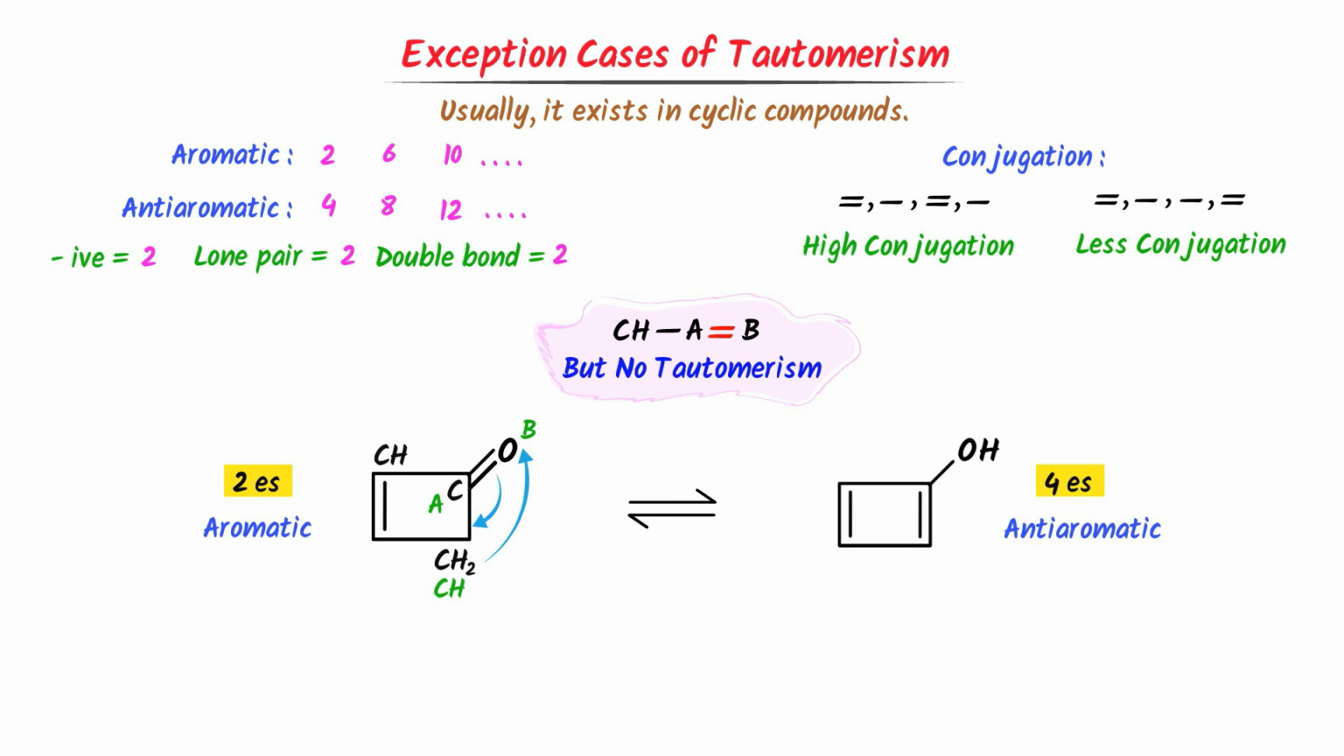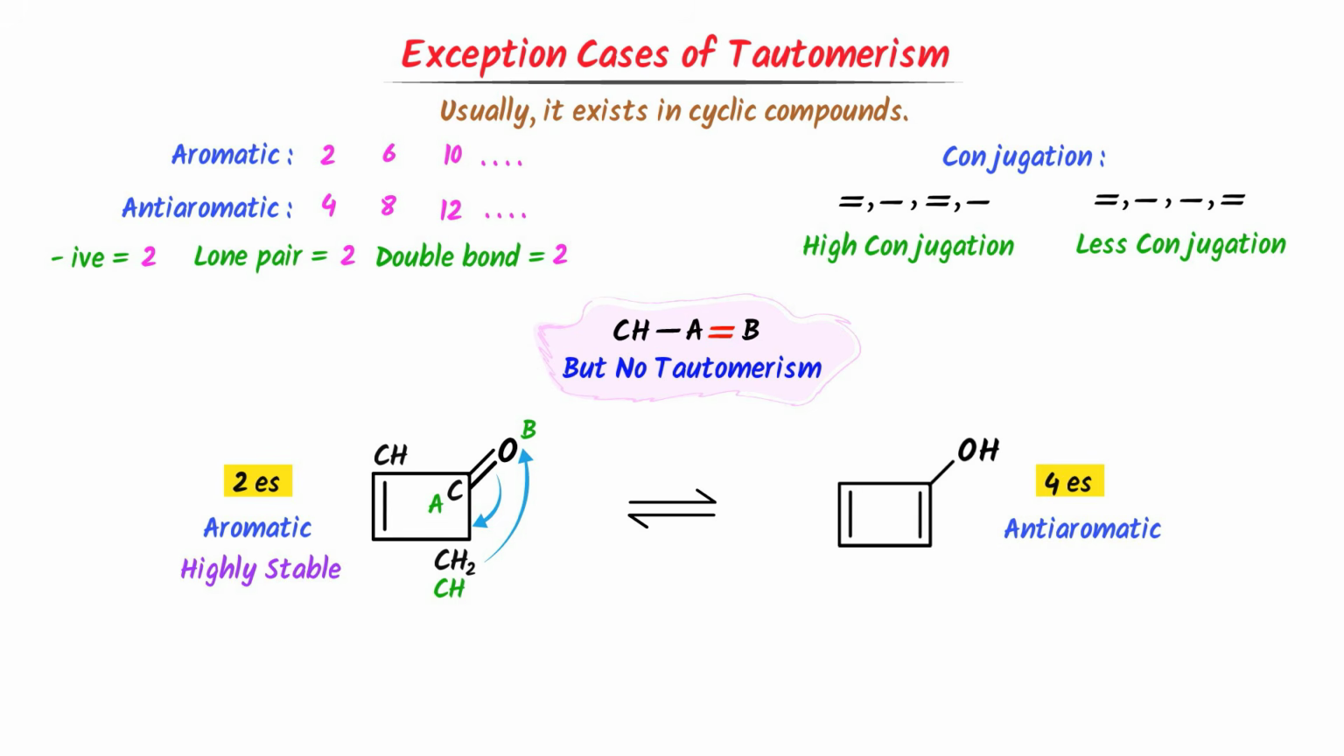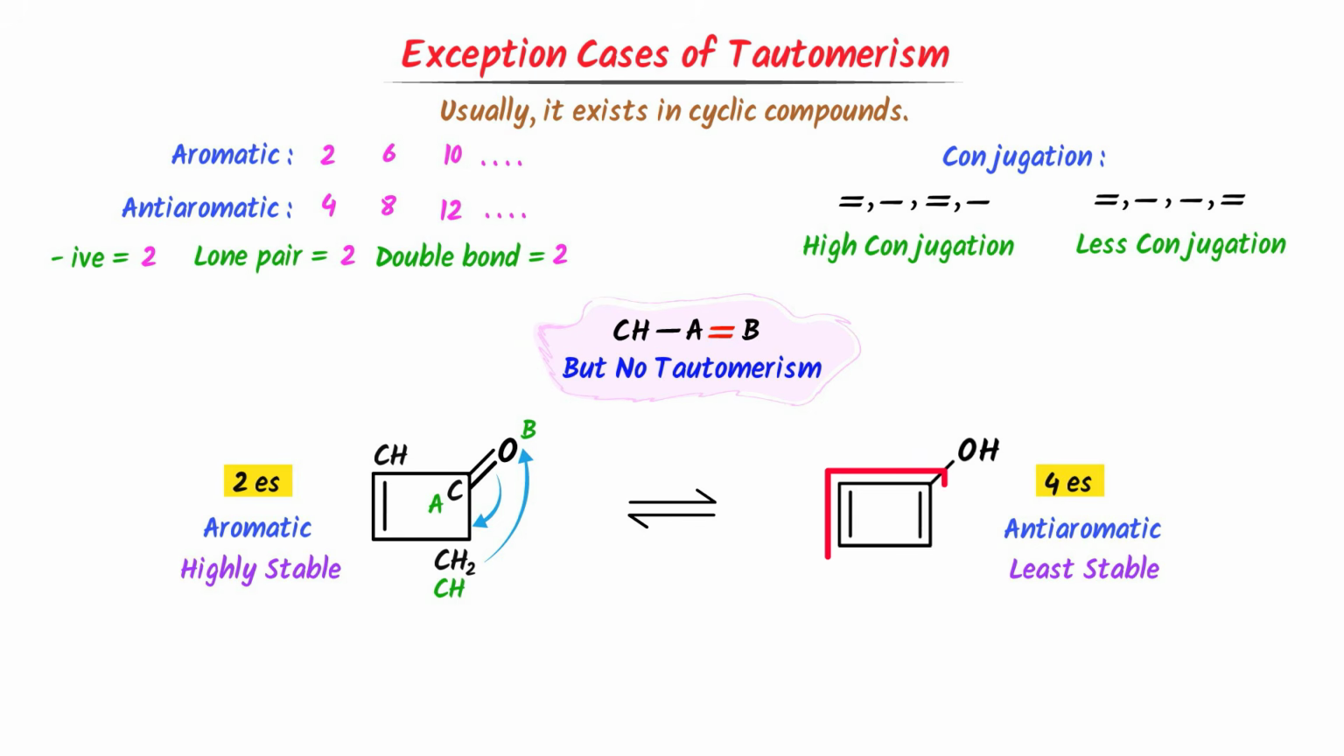Now listen carefully. Aromatic compounds are highly stable, while anti-aromatic compounds are less stable. So this compound does not exist because it is anti-aromatic and it is less stable. As a result, we get 100% of this compound because it is aromatic and it is very stable compound.